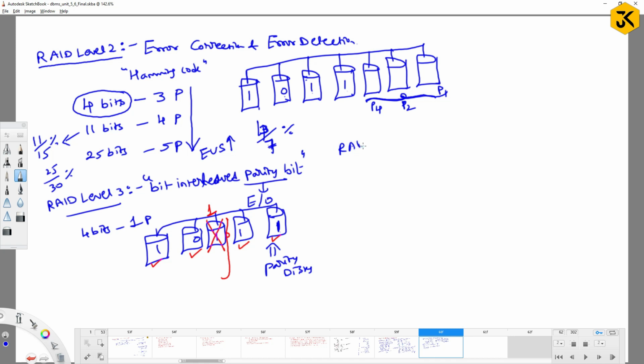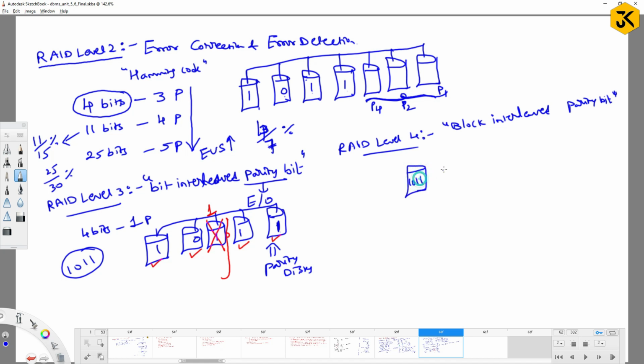Coming to RAID level 4, we can say it is block interleaved parity bit, right? In block interleaved parity, instead of distributing the data, as in 1 0 1 1 distributed over multiple disks, here we are not distributing. Whatever data we have, the data is saved entirely in the same disk only. And the last bit, again, will be a kind of parity bit only. For all of these we can calculate the parity and define the answer.